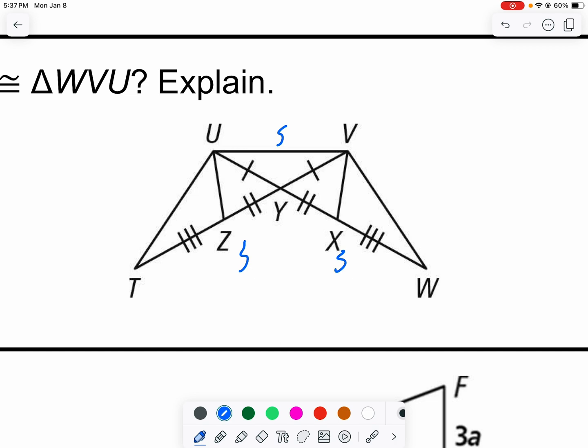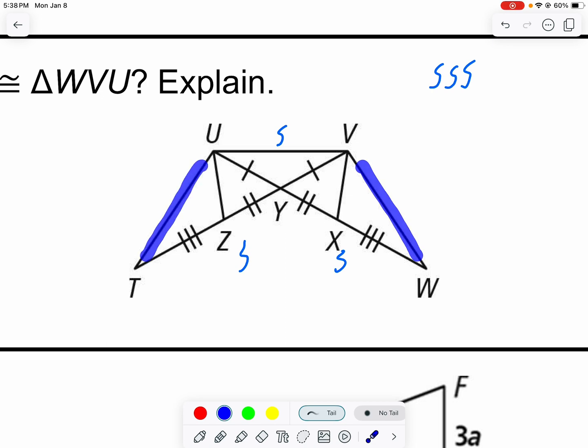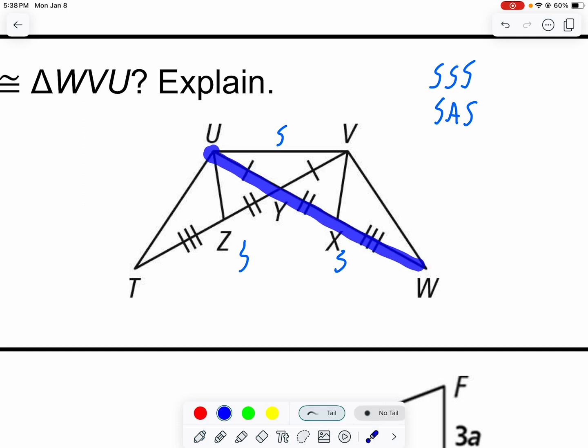Now if you think about our different shortcuts, there's side-side-side, where we would need to show that this side is congruent to this side. We don't know anything about those sides, so that won't work. What about side, angle, side? If I show that this angle is congruent to this angle, those are in between my two congruent sides. That'd be side, angle, side.